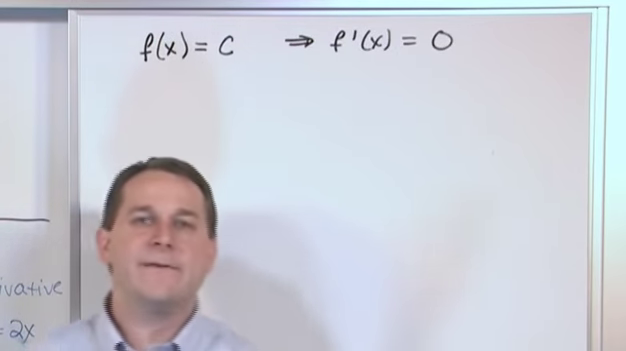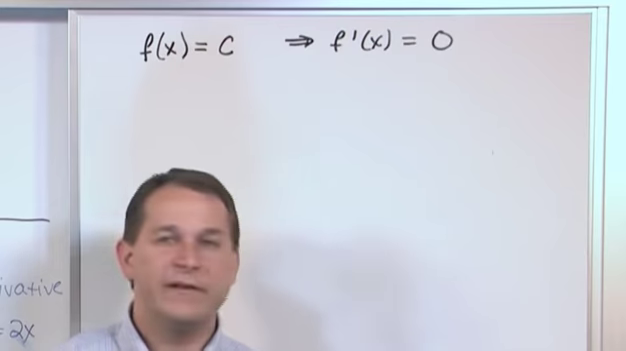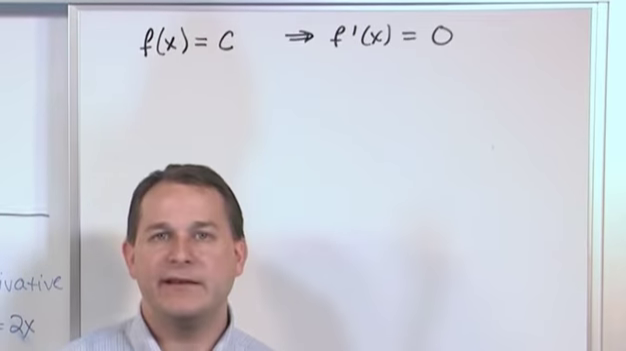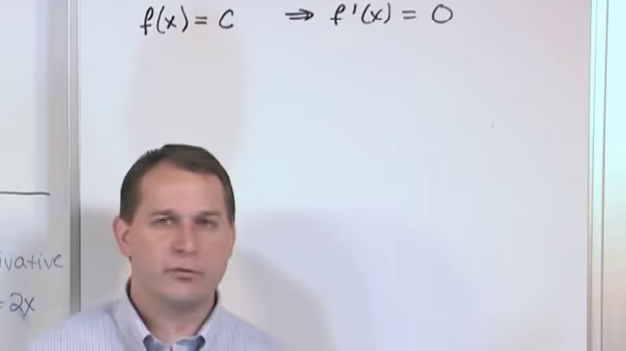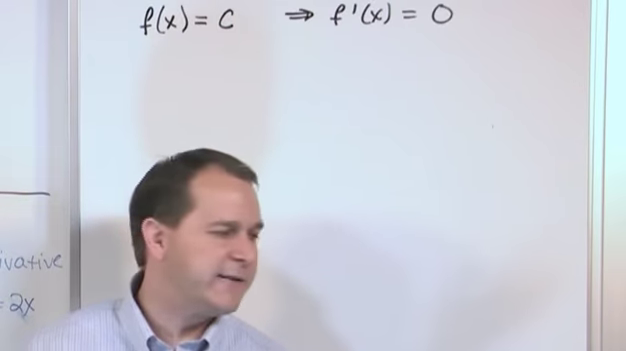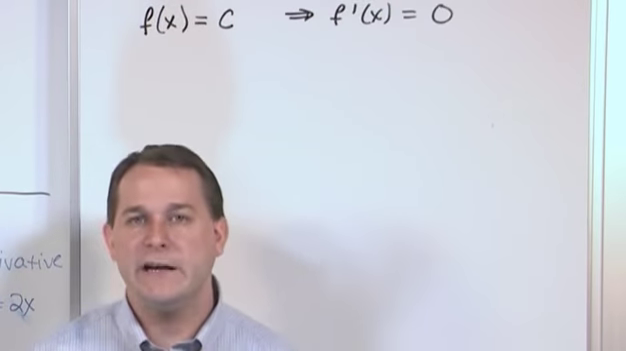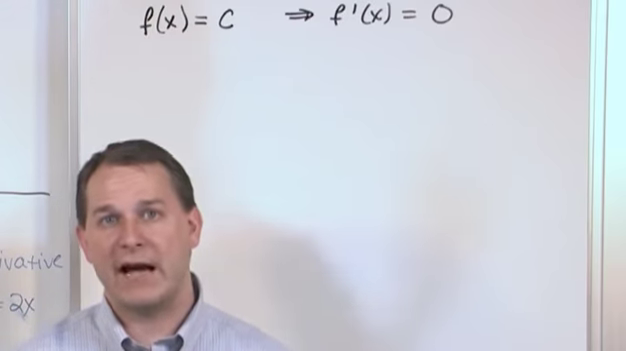If your function f of x is equal to 10, then its derivative is 0. If f of x is equal to 19.4, then its first derivative is 0. Always the case. Negative, positive, decimal, fraction, doesn't matter. The derivative of any constant is always 0.